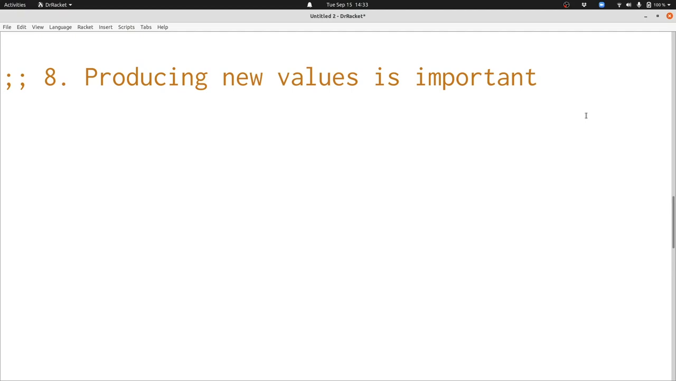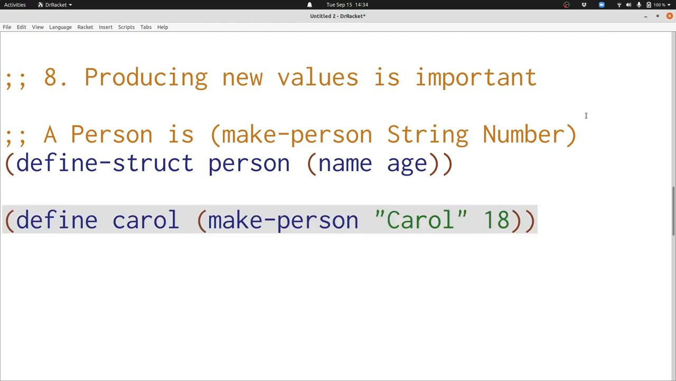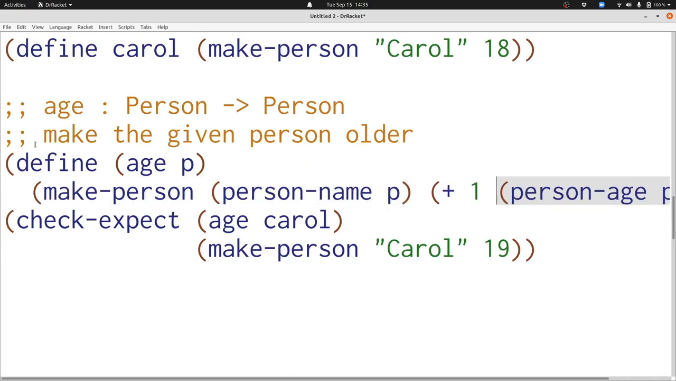Another confusion I've seen a lot is being confused about what happens when you're trying to change something. Let's say we take our person example again. Let's imagine that we have a person who's 18 years old. Now let's say we want to make Carol 19. We can't change Carol. Instead, we would create a new person with the same name and the age 19. We can even turn this whole thing into a function. When we're trying to make someone older, we're going to create a new person, and we'll do that with makePerson, and we're going to add one to their age.